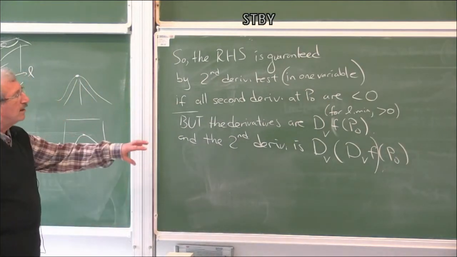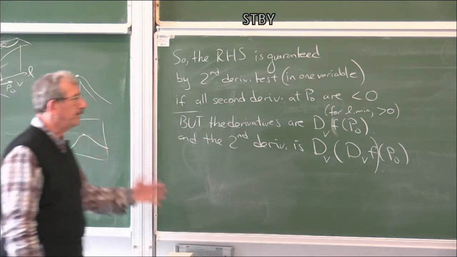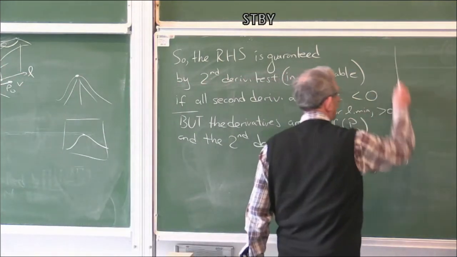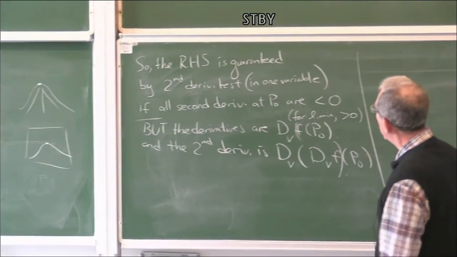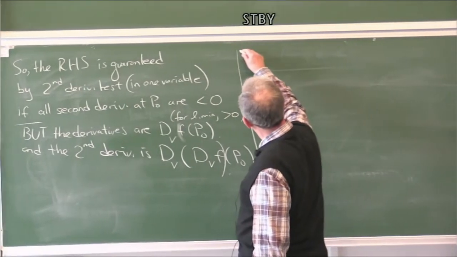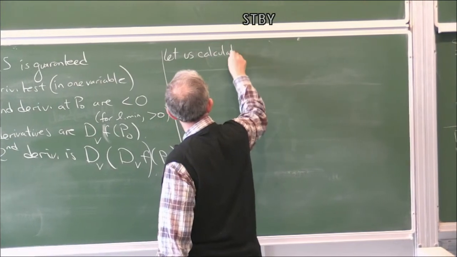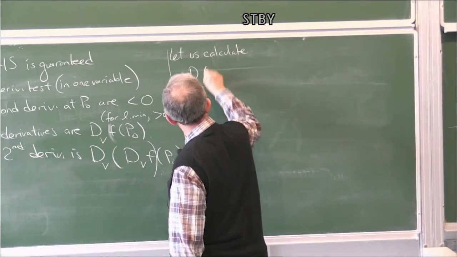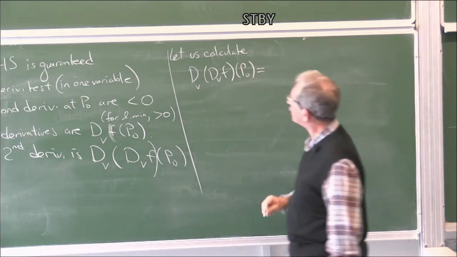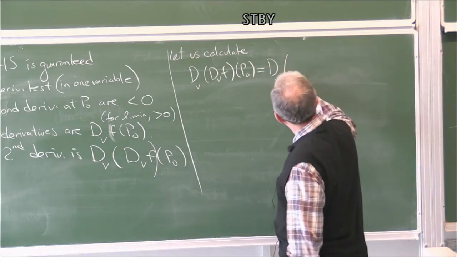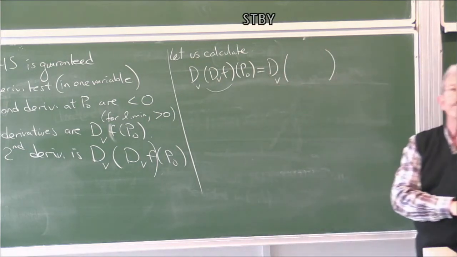And if all these are negative for every v, then we will get indeed what we want. That is a local maximum for the whole surface. So, okay, let us calculate d_v of d_v f at P0. This is the directional derivative of the directional derivative of f.